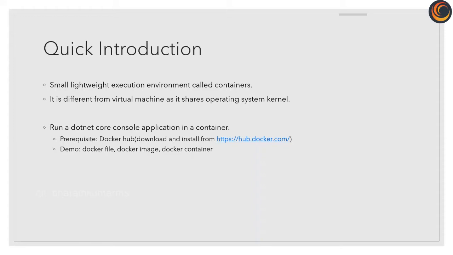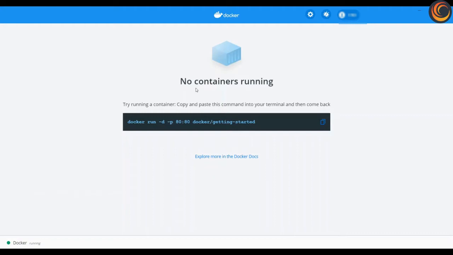Let's jump right through. I have already installed Docker Hub and you can see no containers running. Let's execute some commands and create a console application. First, let's see how many images are available in our local machine. So you can see that there are no images right now. So let's create the app and then create an image.